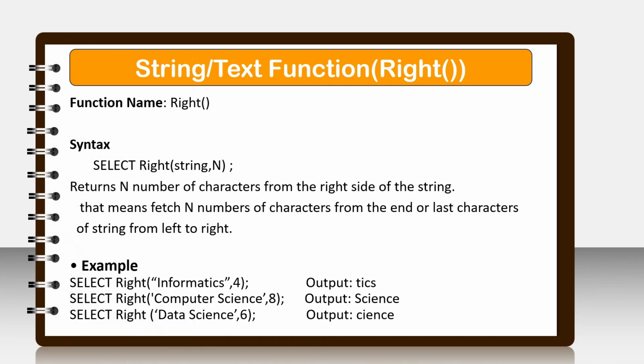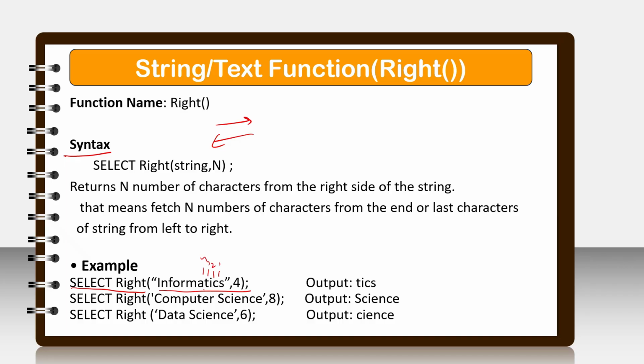Next we are having the RIGHT function. It is similar to LEFT, but here it will give values from the right side. From the right side it will start, but it will give output from left to right. For example, here you are writing SELECT RIGHT('Informatics', 4). So 1 2 3 4, 4 values.